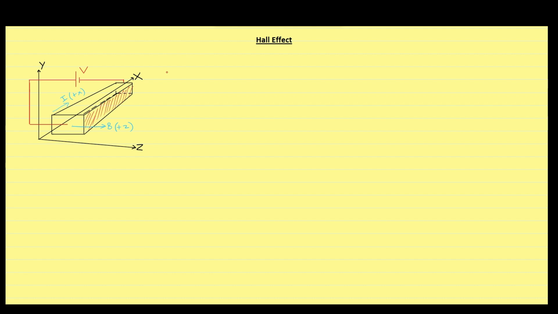To derive few important relations, we have to introduce few more parameters in this semiconductor crystal. We will assume that the length of the semiconductor is x, the width of the semiconductor is w, and depth of the semiconductor is d. In steady state, the net force on the charged particle will be 0, and the force is caused due to electric field and magnetic field. Force due to electric field is equal to qE, whereas force due to magnetic field is equal to q into v cross B.